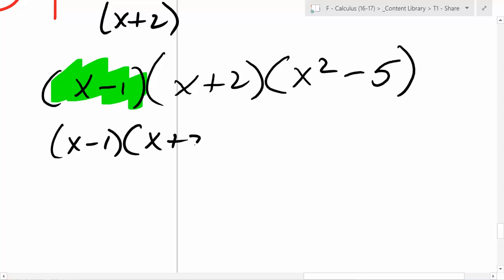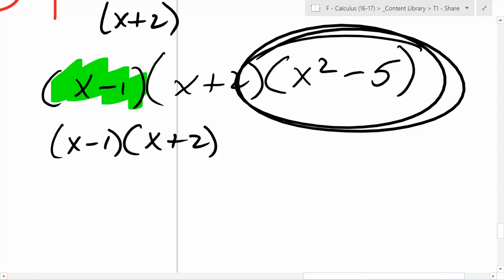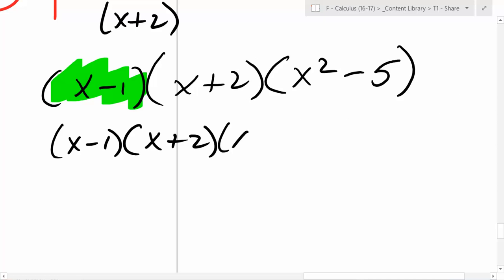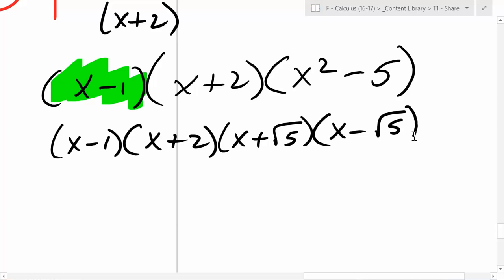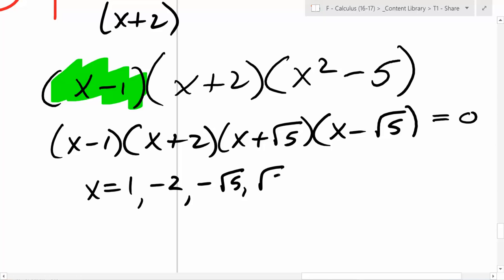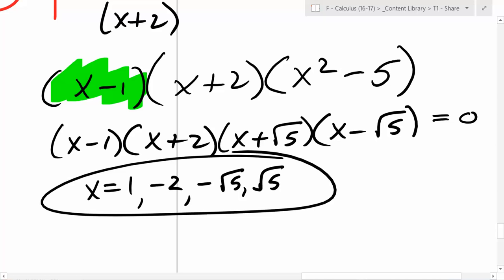Anybody? This is the difference of squares. X plus? What's the square root of 5? Yeah, you could do that. Can you tell me the 4 solutions now? We now know if this is equal to 0. Someone raise your hand and tell me the 4 solutions. Natalie. 1, -2, and then the square roots of 5. Yes. You have all 4 right there.